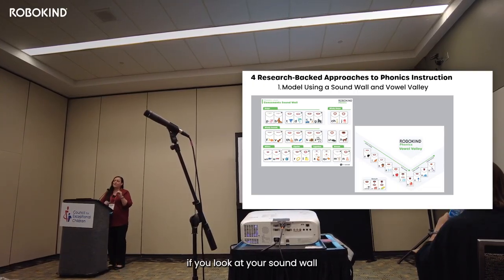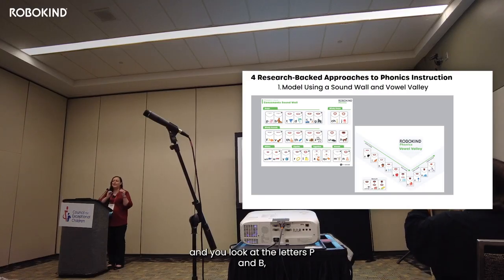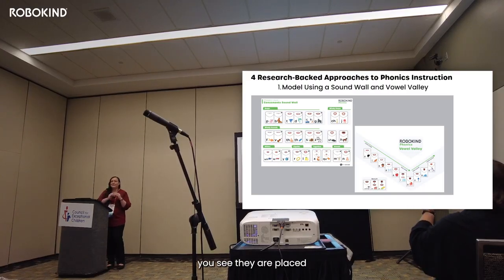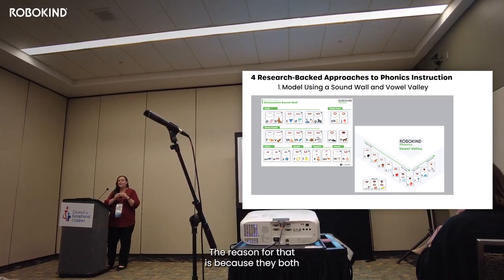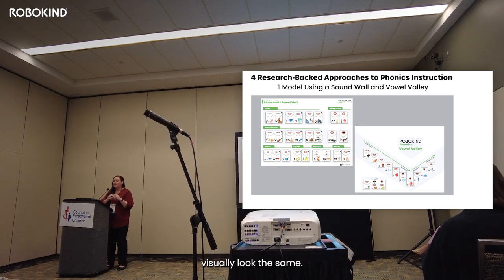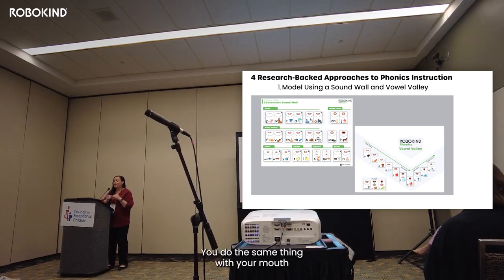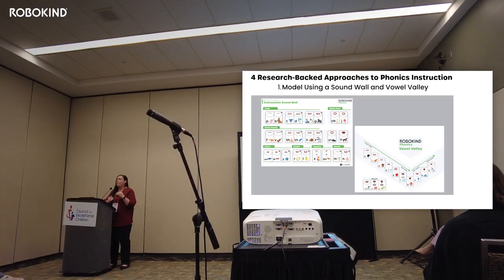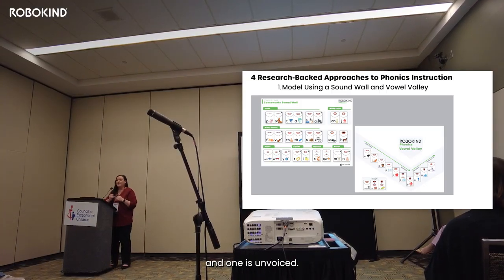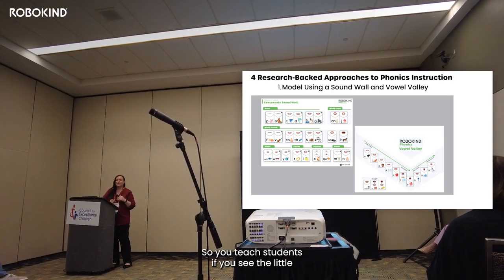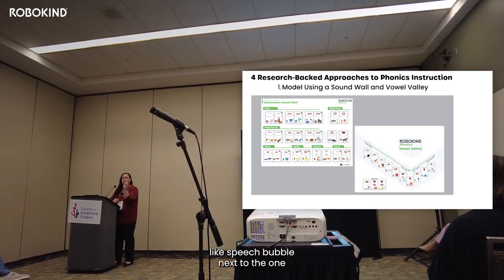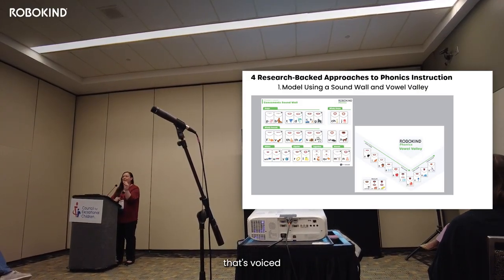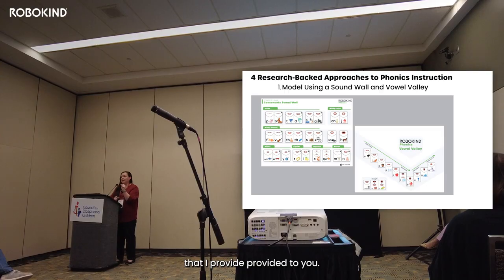If you look at your sound wall and you look at the letters P and B, you see they are placed side by side. The reason for that is because they both visually look the same. You do the same thing with your mouth for both letters. However, one letter is voiced and one is unvoiced. So you teach students, and you see the little speech bubble next to the one that's voiced on the sound wall that I provided to you.